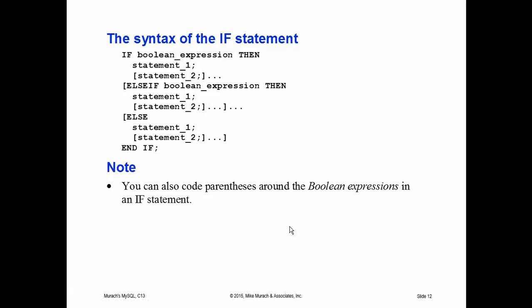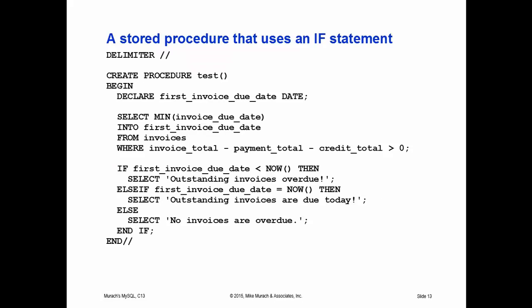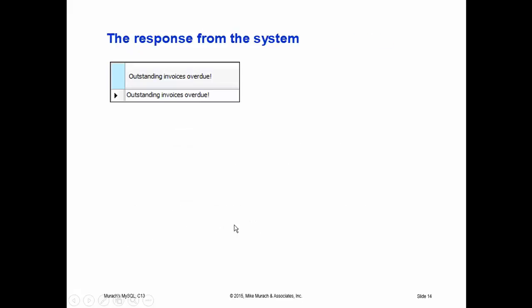Notice with the if, it doesn't have to be inside of parentheses, but it still is a Boolean expression. After the word if you've got your expression, then you need the word then. You can have as many statements after that as you want to. You don't have to have an else if, you don't have to have an else. It says you can code parentheses around this, but you don't have to. So if the first invoice due date here is less than the current date, they've got outstanding invoices overdue. Otherwise, if it's today's date, they're due today. Otherwise, there are no overdue invoices.